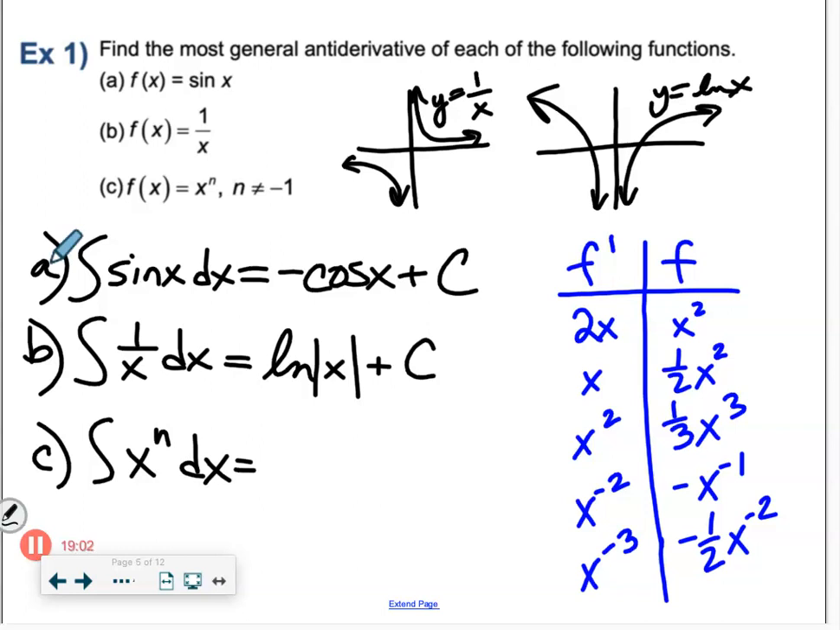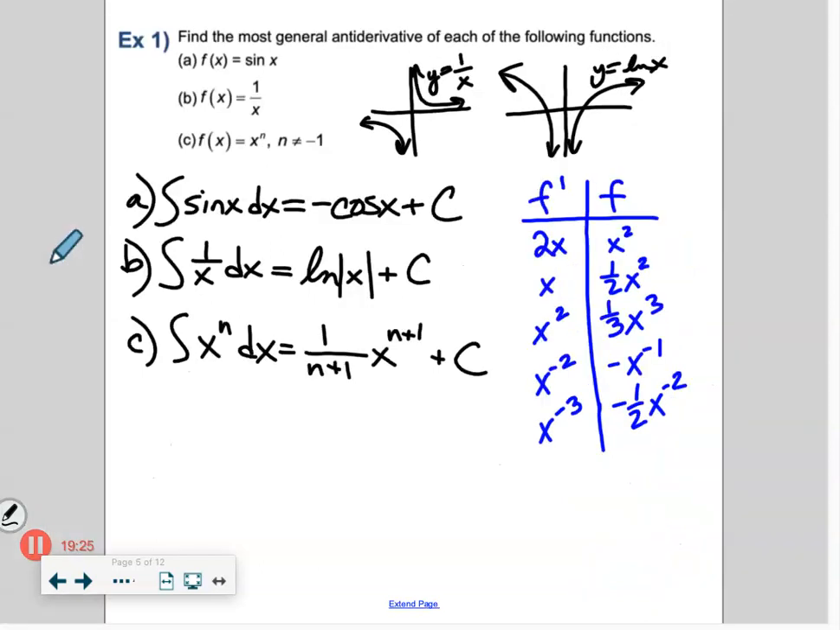So, Suhair, what's the antiderivative of x to the n? 1 over n plus 1 times x raised to n plus 1. So you raise the exponent by 1 and then divide by the new exponent. Raise the exponent and then divide. So, for example, if I asked you, what's the integral of x to the 7th? 1/8 x to the 8th plus c.